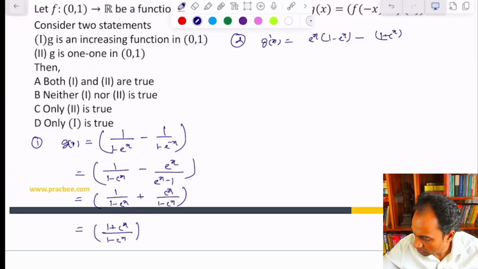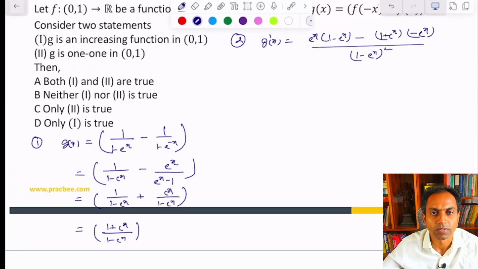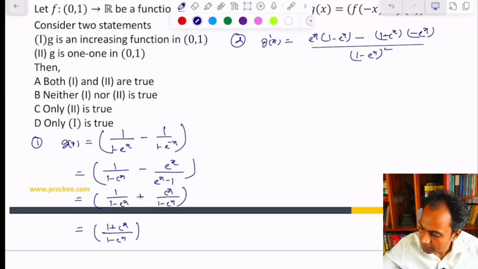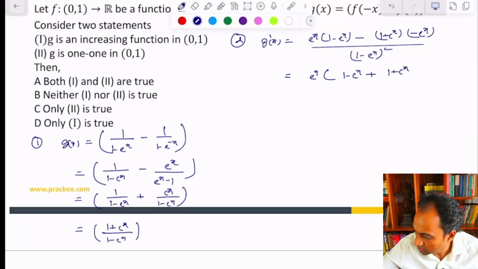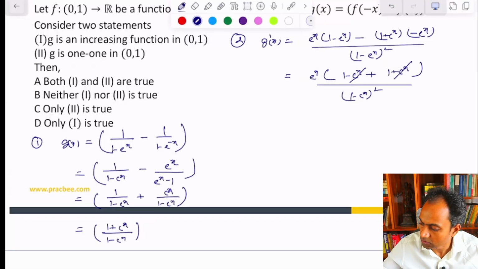1 plus e raised to the power x minus e raised to the power x by 1 minus e raised to the power x whole square. This is what I have. So once you have this, we can simplify it. e raised to the power x can be taken common. So 1 minus e raised to the power x, this becomes plus 1 plus e raised to the power x by 1 minus e raised to the power x whole square.